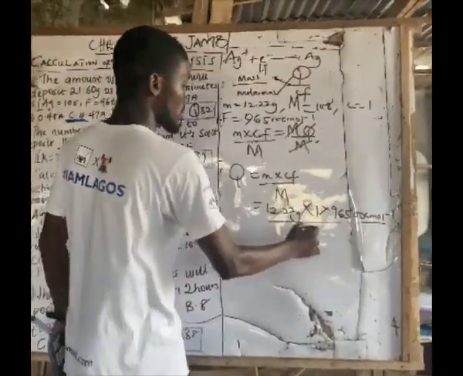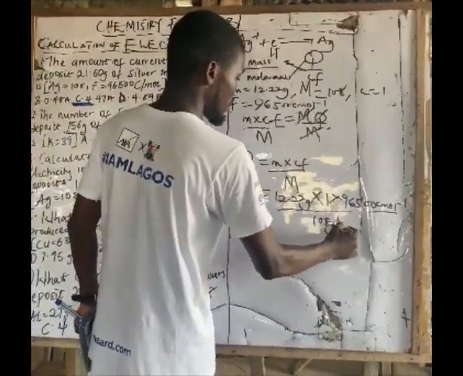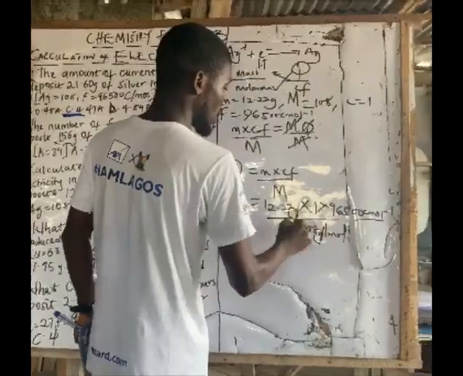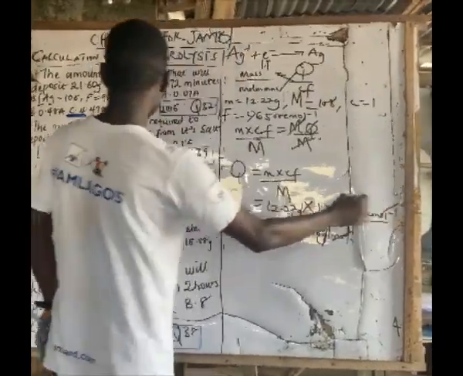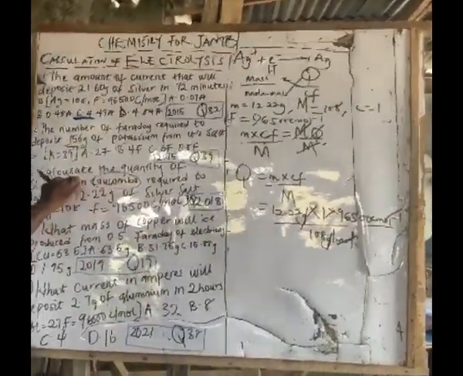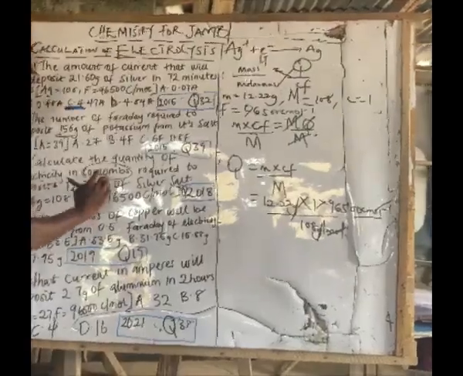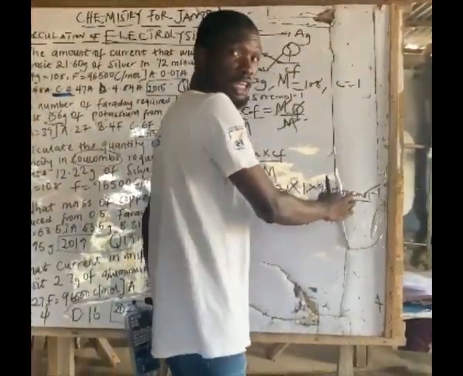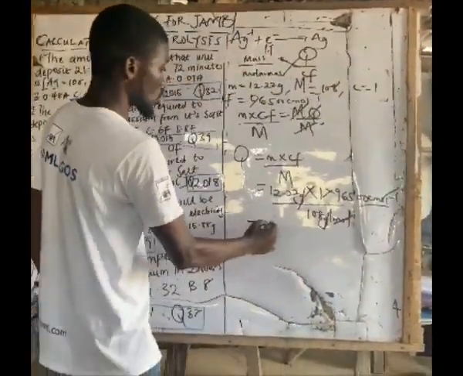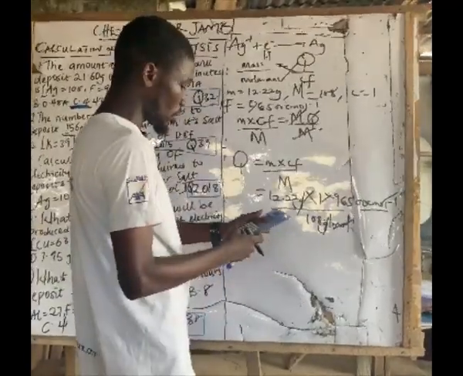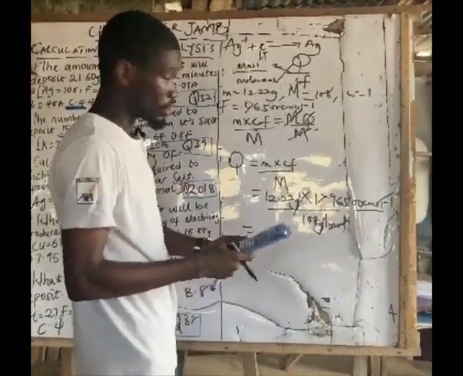Then our molar mass is 108 gram per mole. We cancel this mole. And don't forget that we have to calculate the quantity of electricity in coulombs. So this C here is our coulomb. So it's very simple, class. Multiply the numerator together and divide by the denominator.